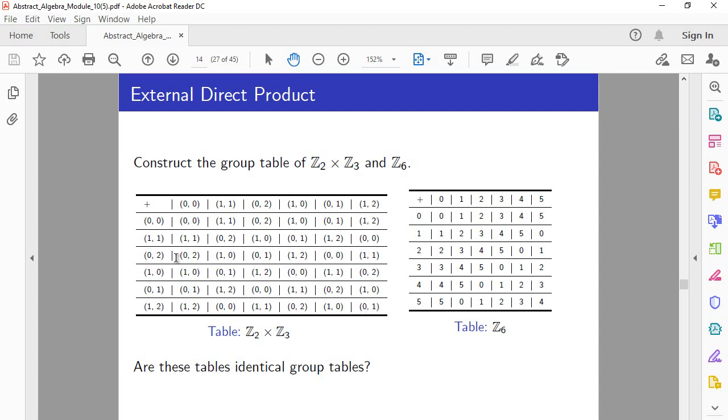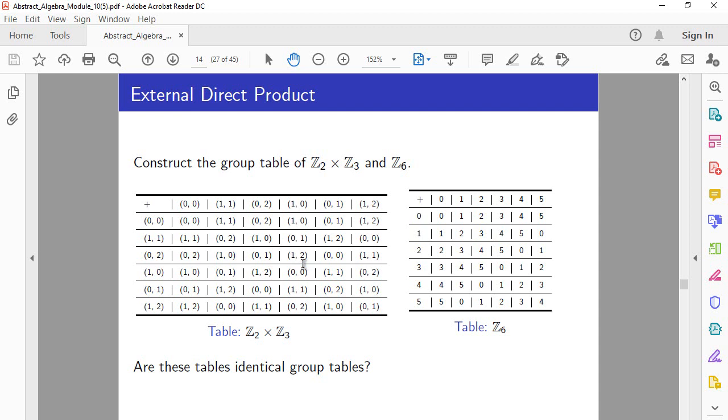Let's do another one. So let's say 0, 2 added with 1, 0. So 0 plus 1 is 1. 2 plus 0 is 2. So we get 1, 2 right here. So 0, 2 plus 1, 0 is 1, 2 here. Okay, so you should check that these two tables are correct.